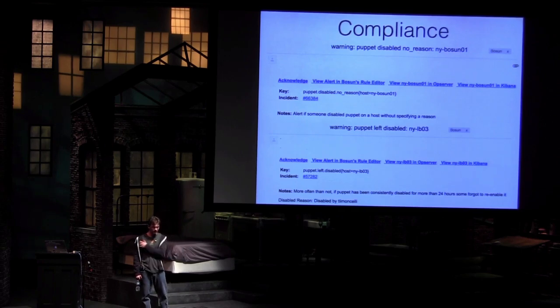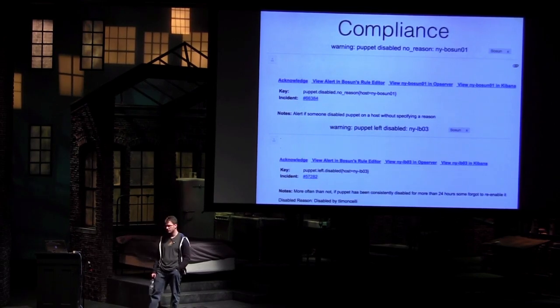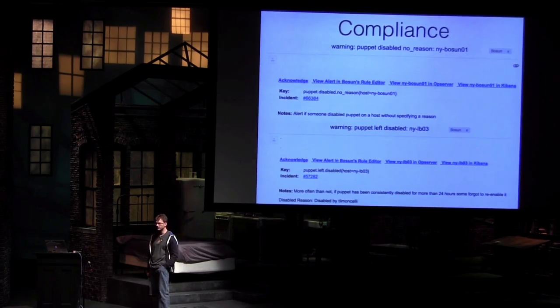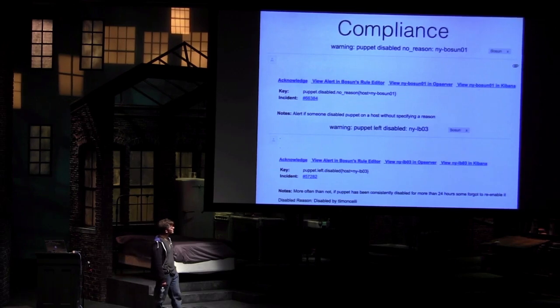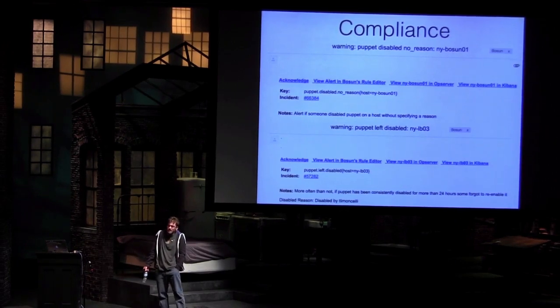And we decided, people, please stop. As a team, we agreed don't disable it and don't leave a reason. So if you disable Puppet and don't leave a reason, we're going to get an alert right away that says someone disabled Puppet on this host and it didn't say why. So then we can go in the team and say, who just disabled Puppet? What's going on here?